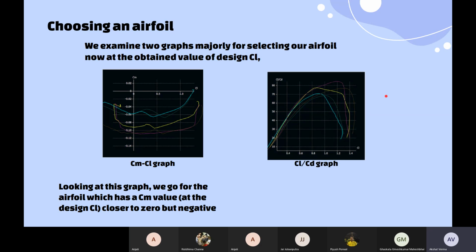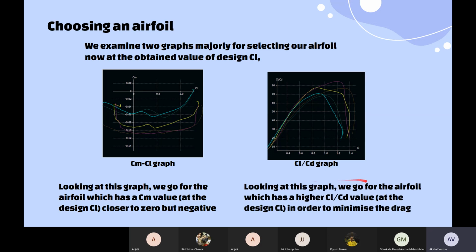The second graph which we look at is the CL by CD graph, again at the design CL. So now let us assume that our design CL was about 0.8. In this graph, we will go for the airfoil which has a higher CL by CD value at the design CL in order to minimize the drag. As it is self-explanatory here, we need to minimize the drag as much as possible for our aircraft. So by choosing an airfoil for a particular CL which has a higher CL by CD value, we are inherently choosing an airfoil which will provide us less drag.